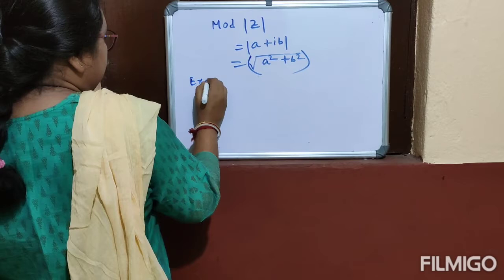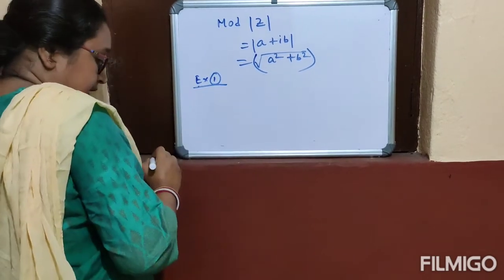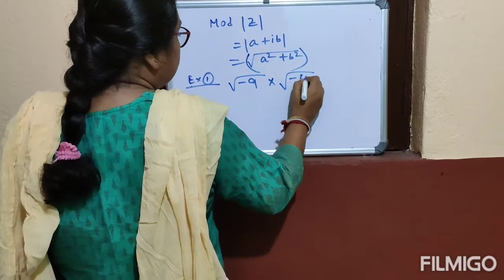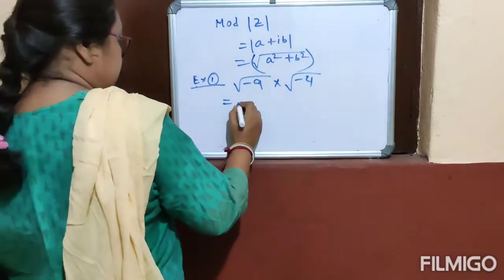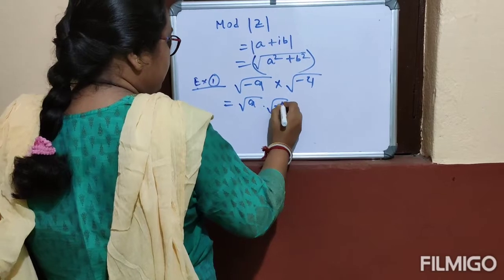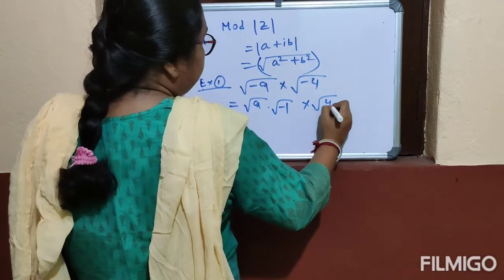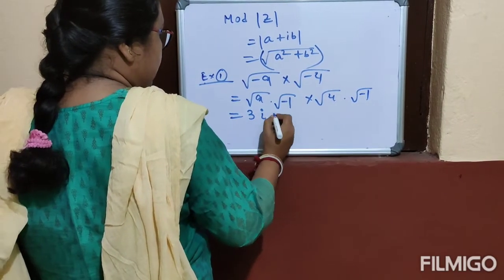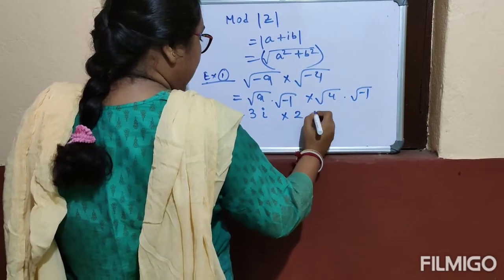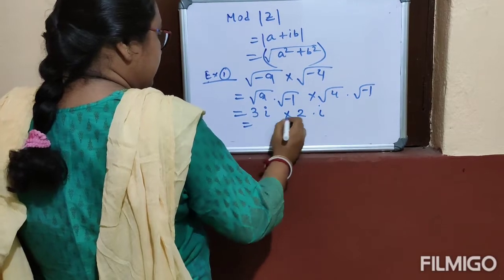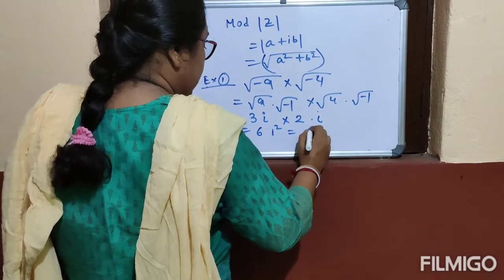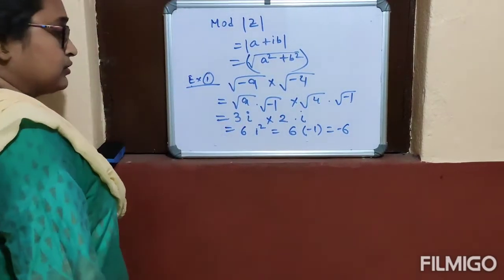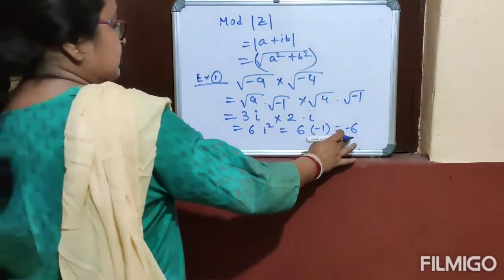Now, example number 1. The question is the square root of minus 9 into the square root of minus 4. What is the value? This is equal to root 9 into root of minus 1, and root 4 into root of minus 1. Root 9 is 3 and root of minus 1 is i. Root 4 is 2 and root of minus 1 is i. 3 into 2 is 6 into i square. 6 into i square means minus 1. I already told you the i square value is minus 1. The total value is minus 6.